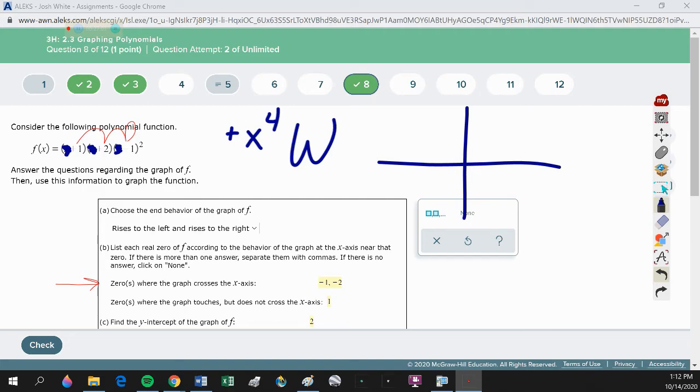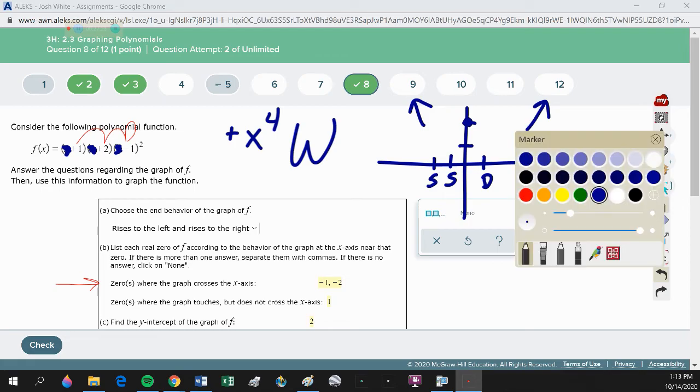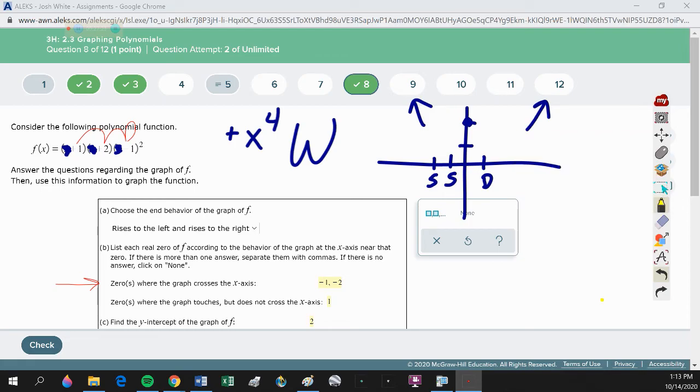So left side is up, right side is up. I have singles at -1 and -2. So both of those are singles. And then I have a double at 1. And then I have a y-intercept of 2. Then I just play connect the dots. So I come down, what happens at -2? Straight through, then I turn around, what happens at -1? Straight through, go through that, and bounce.